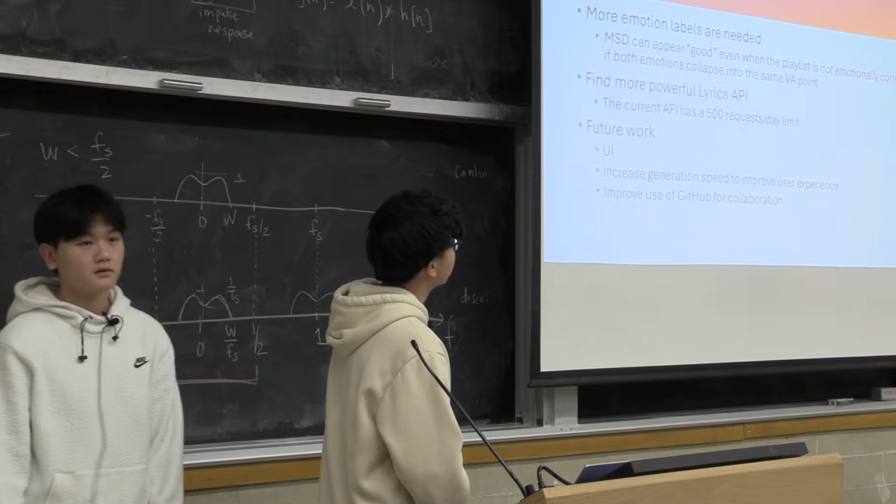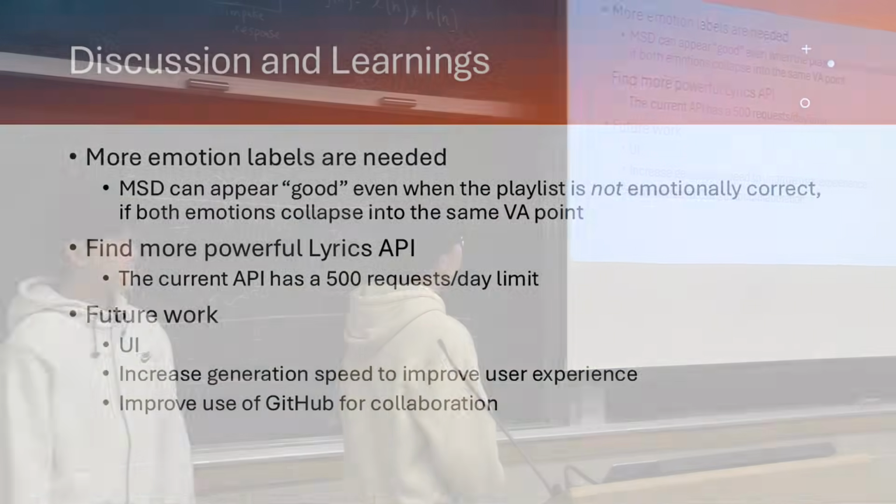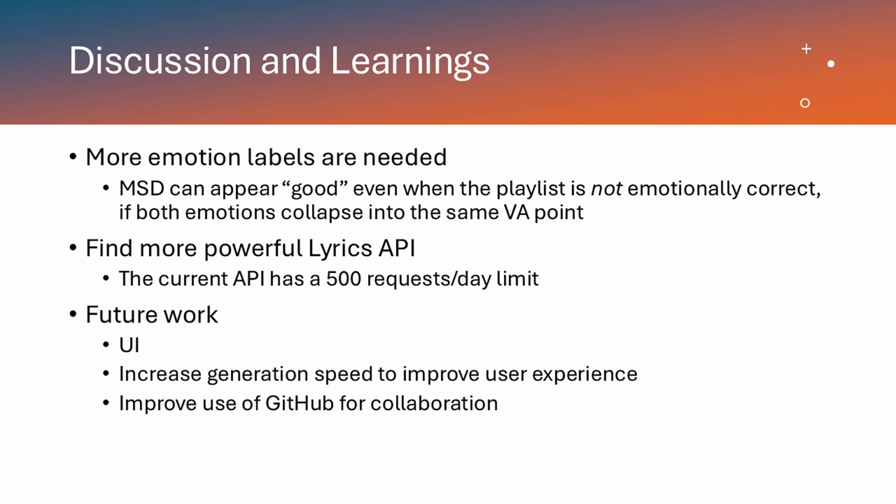From our results, a few important takeaways became clear. The first is we need more emotion labels, as many nuanced moods can be mapped onto the same VA point if we only have 4 labels. So MSD can appear good even when the playlist is not emotionally correct. The second is the current lyrics API we use has a 500 requests per day limit, and that constrains large-scale experimentation. So for the next steps, we plan to implement a more scalable solution.